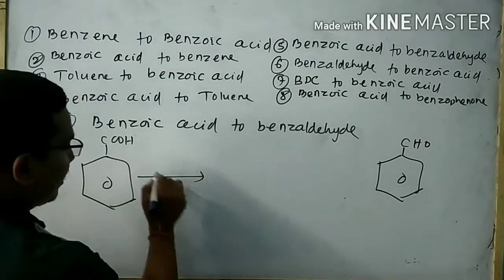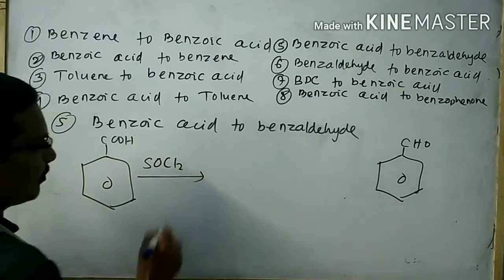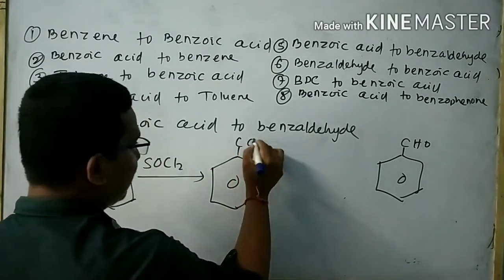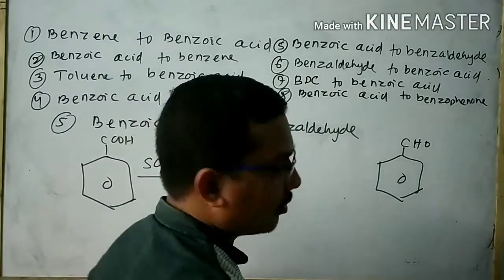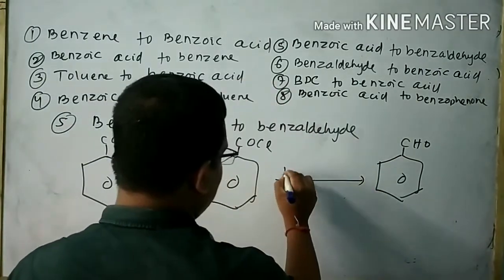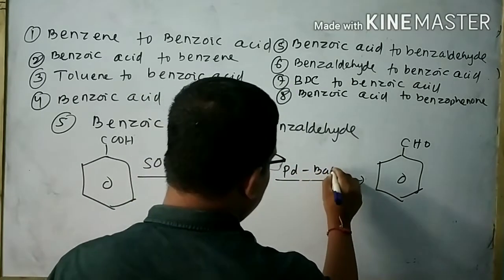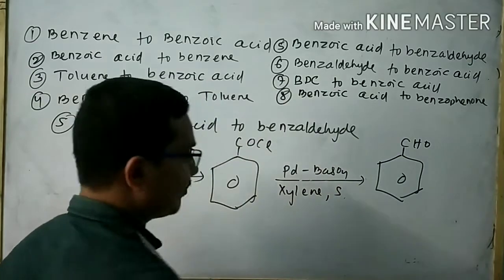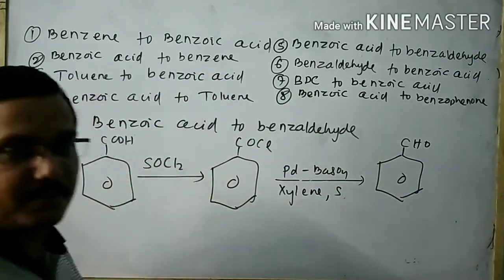Benzoic acid is subjected to reaction with SOCl2. Acid chloride is formed. Now, the acid chloride is subjected to Rosenmund reduction. That means reaction with palladium on barium sulfate, xylene and sulfur is given. That is how benzaldehyde is formed.